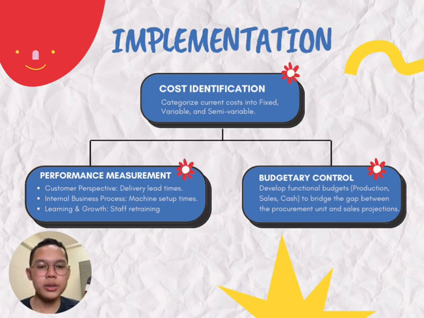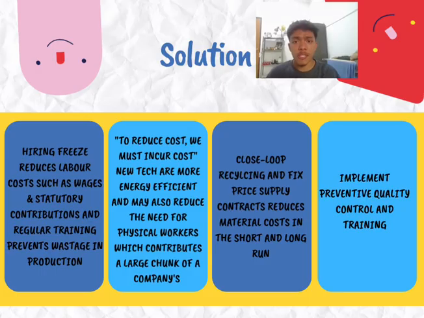Lastly, I will explain about budgetary control. We have to develop functional budget, production and sale and cash to bridge the gap between the procurement unit and sale projection. Now, I will explain about solution to cost reduction program.